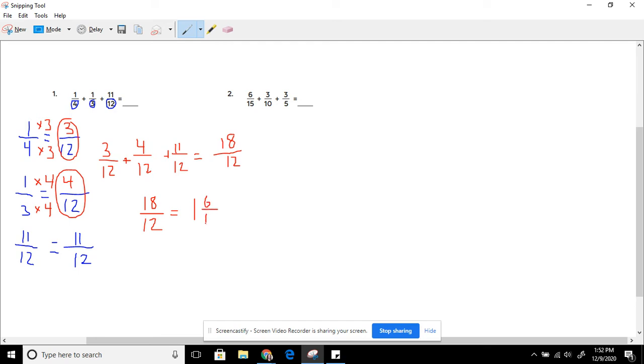And I'm going to put that 6 remainder over my denominator, which is 12. And this actually can even be simplified to 1 and 1/2, because half of 12 is 6. So 1 and 6/12 is equal to 1 1/2.